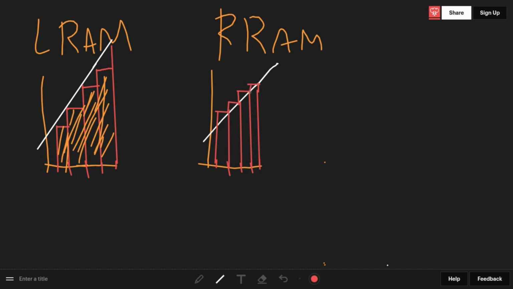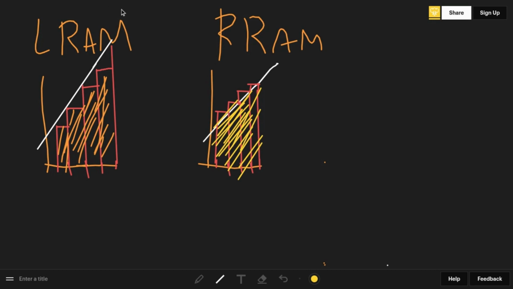So as you can see, when the function is increasing, using LRAM is an underestimation of the area, and using RRAM will be an overestimation. However, when the function is decreasing, it'll be the opposite. So in RRAM, we're finding the area of all of these rectangles.